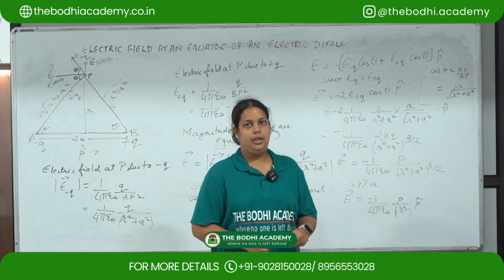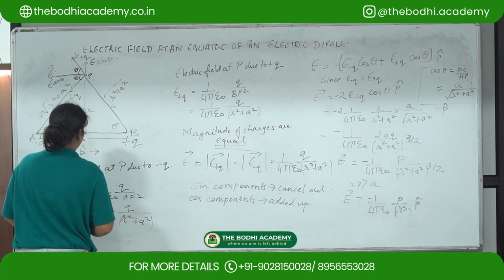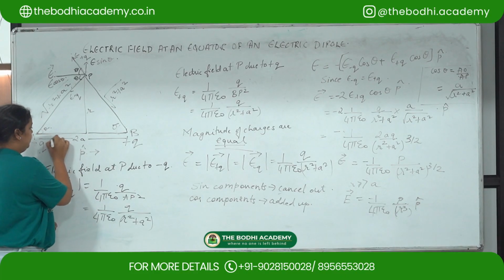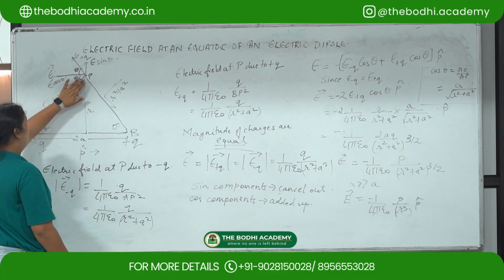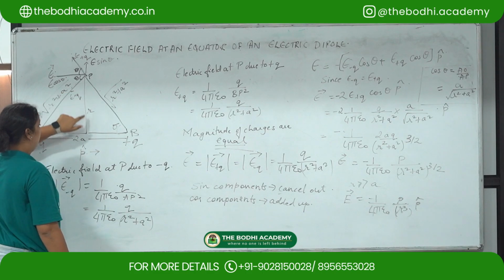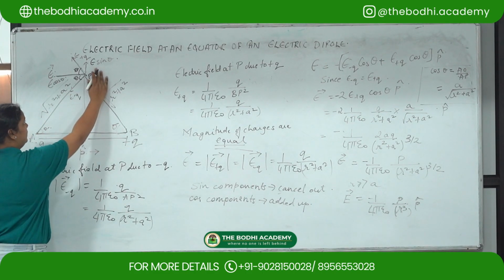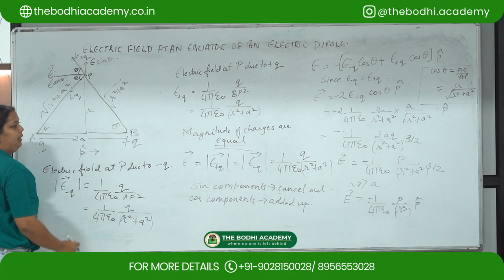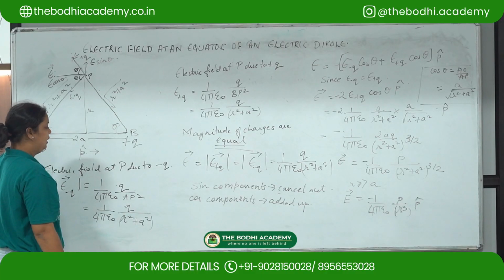on the equatorial line. So the diagram will be the dipole, having plus q and minus q charges, and the distance between them will be 2a, and the dipole moment will be p. The electric field at point P on the equatorial line will be divided into two components, that is E sin theta and E cos theta, and the distance will be root r square plus a square, and we have derived this using the Pythagoras theorem.